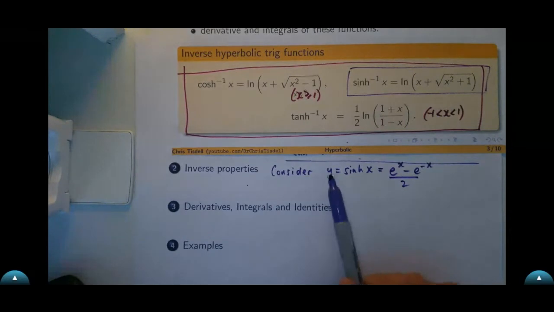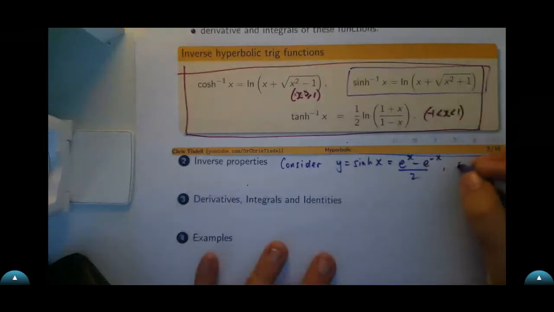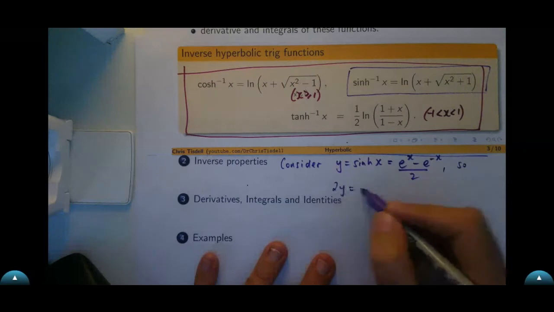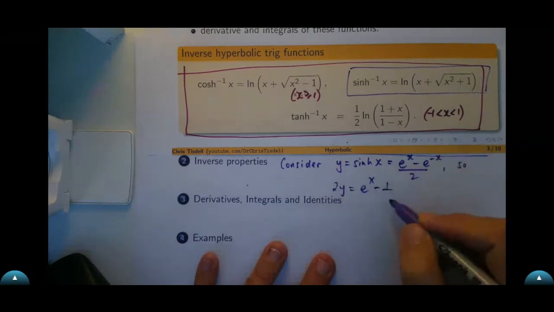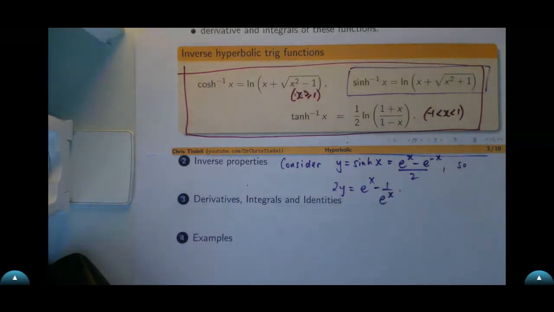And remember, when we try to find inverse functions, we want to rearrange the variables. So we want to make x equal a function of y. Okay, so let's try that. So let's move the 2 up there. And I'm going to change the exponent on this one so it looks like this.